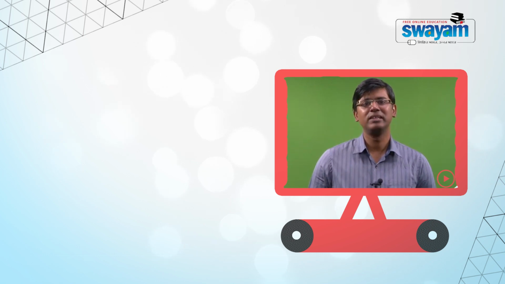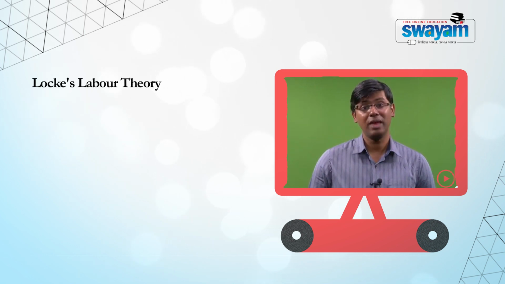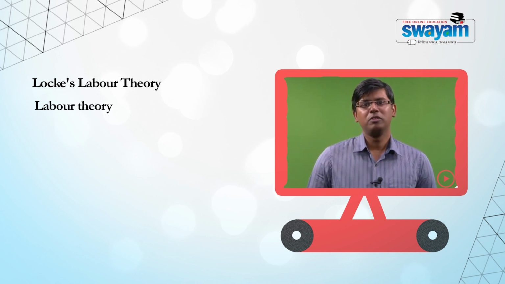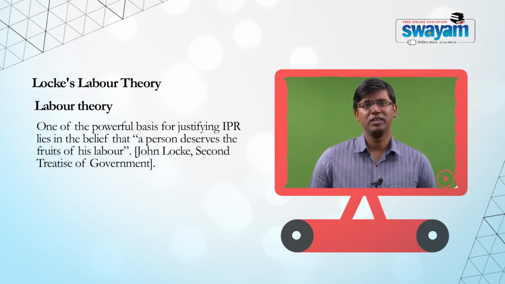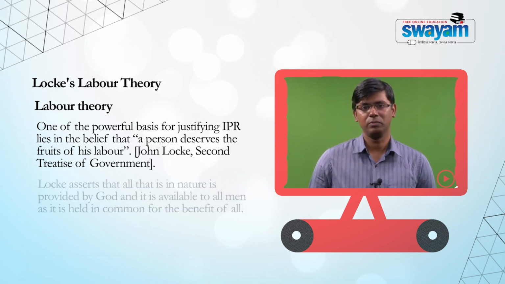Next, we basically look into Locke's labor theory. One of the powerful bases for justifying intellectual property right lies in the belief that a person deserves the fruit of his labor. This was largely espoused by John Locke in his second treatise of government.